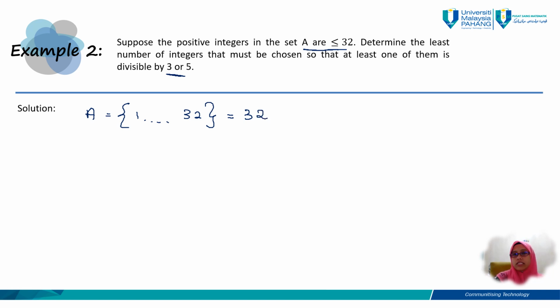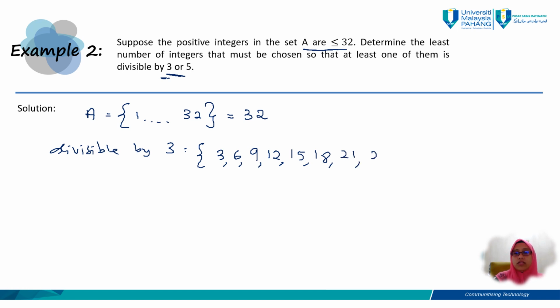Okay, so now let's list down the numbers that are divisible by 3. So we have 3, 6, 9, 12, 15, 18, 21, 24, 27, and also 30. So the total divisible by 3 is 1, 2, 3, 4, 5, 6, 7, 8, 9, 10. So we have 10 here.